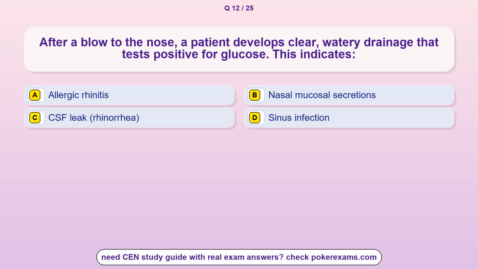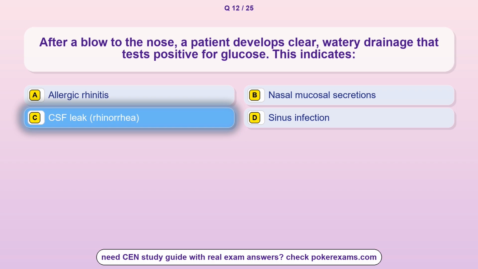Question 12. After a blow to the nose, a patient develops clear, watery drainage that tests positive for glucose. This indicates: Option A, allergic rhinitis. Option B, nasal mucosal secretions. Option C, CSF leak, rhinorrhea. Option D, sinus infection.